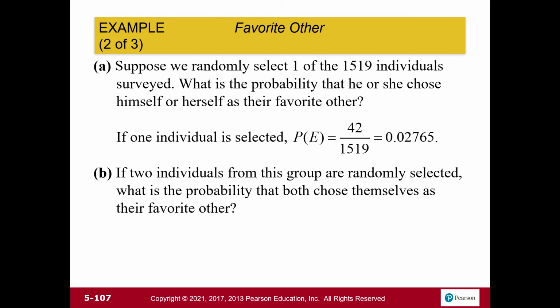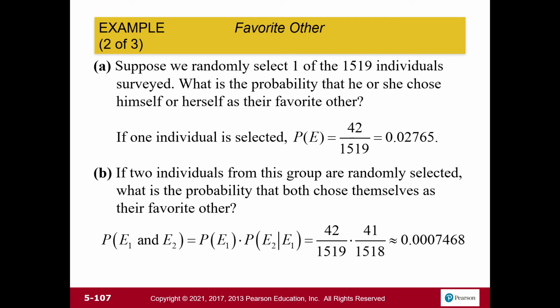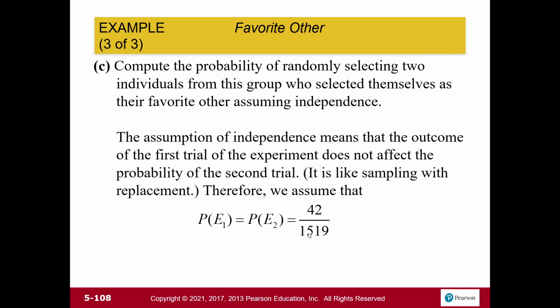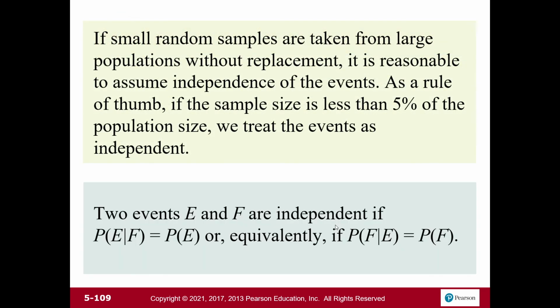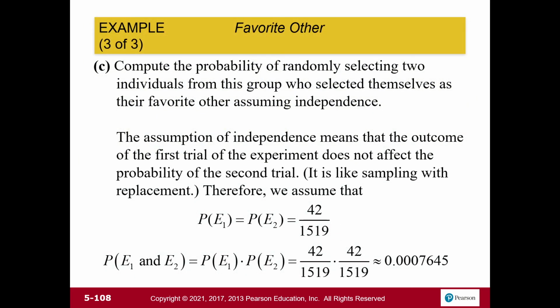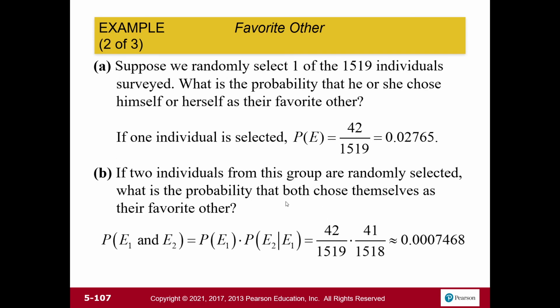If 2 individuals from this group are randomly selected, what is the probability that both choose themselves as their favorite? Notice that the second one is 42. Let's go back. 42 over 1519, and then times 42 over 1519. That's for part C, but for part B we have it reduced by 1 each time.